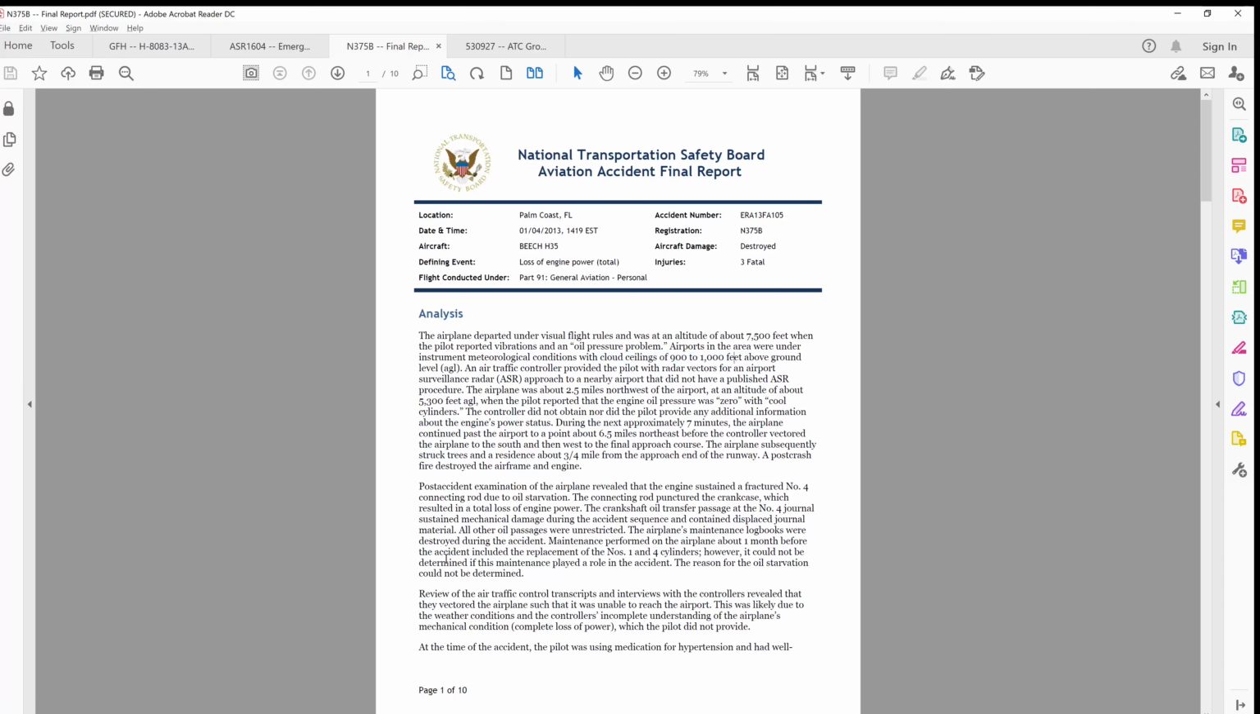And so the controllers were kind of stuck. I mean, do we vector them for a full instrument approach? Well, they can't do that. He's descending too fast, so we've got to keep him in tight. How tight do we keep him, and so on.